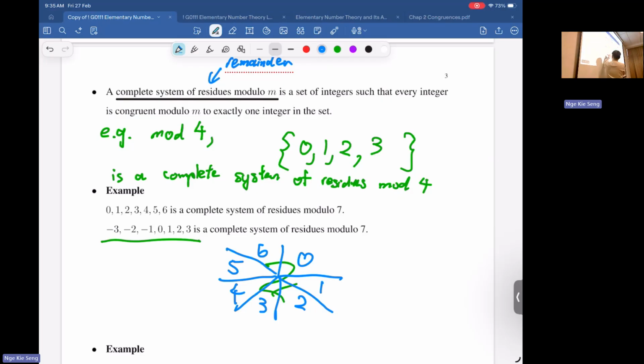So minus 3 is staying with which part of the cake? Minus 3 is with 4. Minus 2 is with 5. Minus 1 is with 6. So how do you calculate this very quickly? One technique is you can just add a multiple of 7. Minus 1 plus 7 is 6, so minus 1 is congruent to 6 mod 7.